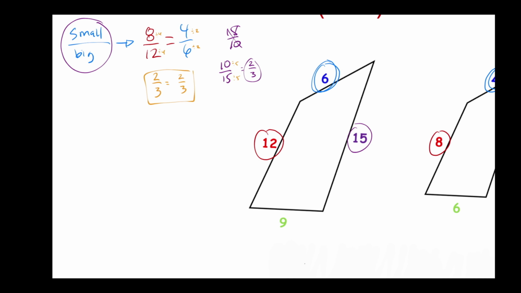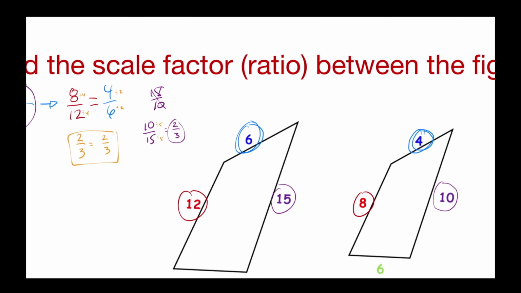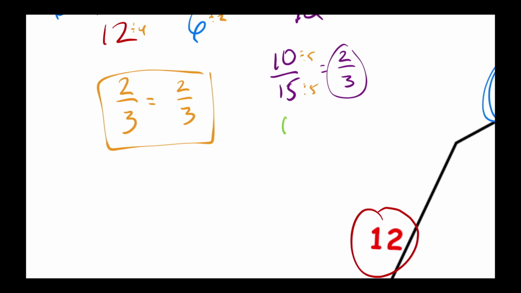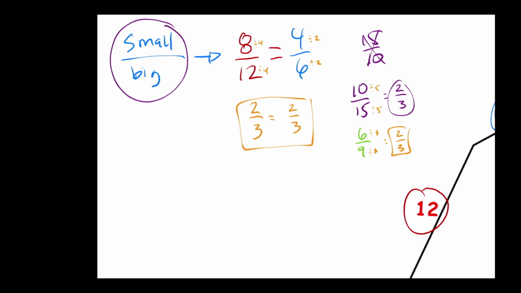And if you're really thorough and you say, I want to do the green ones now, that's fine. Let's do the green ones. Small to big, so 6 over 9. And if I divide both of them by 3, right, I will get 2/3.